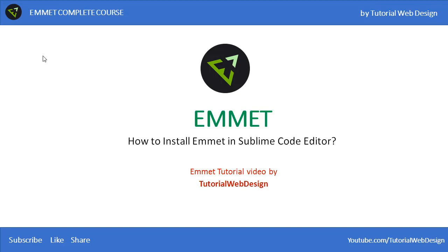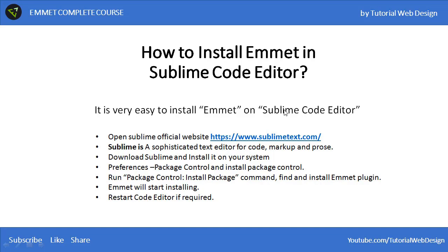So in this video we will learn how to install Emmet in the Sublime Code Editor. It is very easy to install Emmet on the Sublime Code Editor. Open the Sublime official website. First of all you have to install this Sublime Code Editor if it is not installed on your system. So from where can you install this? You can install this from SublimeText.com.